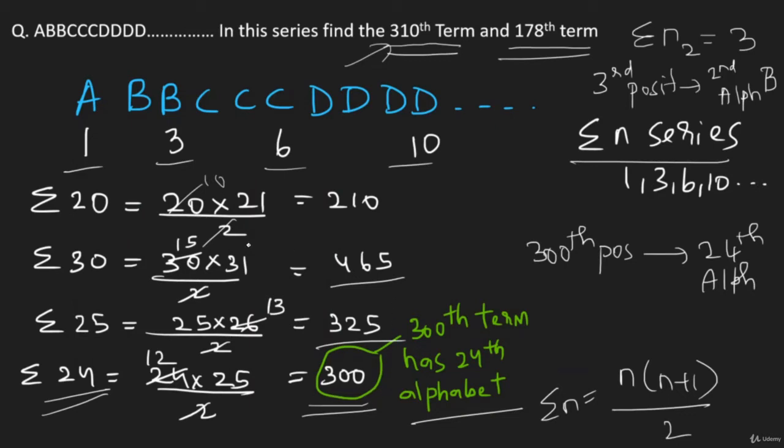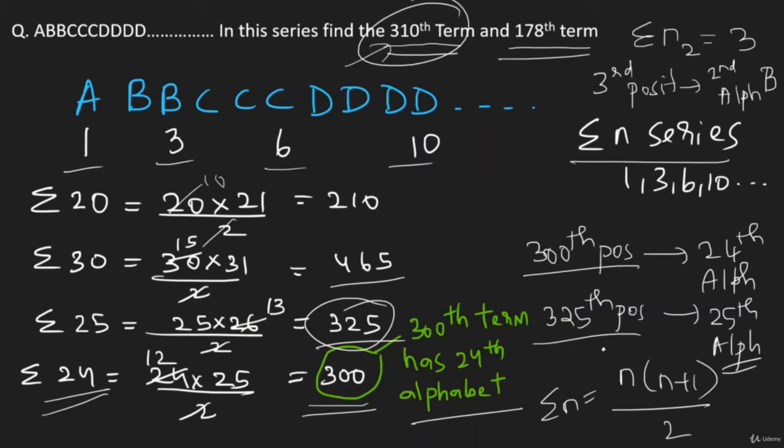And you can also see that the next sigma n number is 325. That means the 325th position has the 25th alphabet. Now the number over here, 310, is in between 300 and 325. So all the numbers from 301 till 325 will have the 25th alphabet, right? Over here you can see that the numbers from 2 till 3 have the second alphabet, or over here you can see the positions from 4 till 6 have the third alphabet.